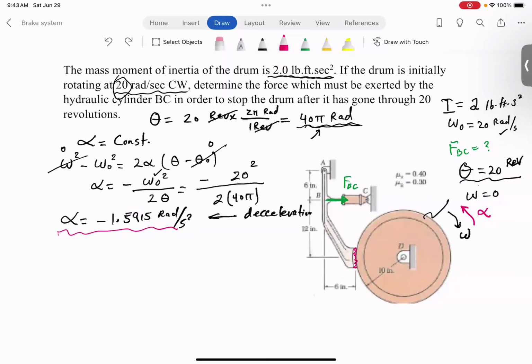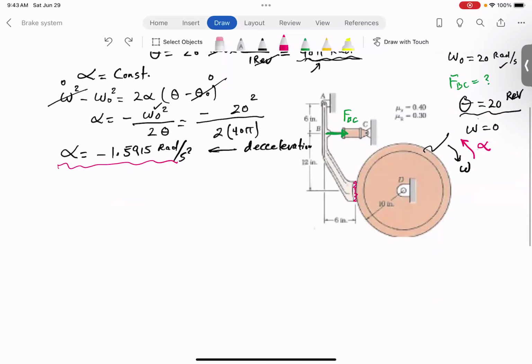So let's get rid of that. All right, so let's draw a free body diagram as you do in problems with kinetics. So let's say this is the free body diagram of the drum. Notice that nothing is mentioned about the mass of the drum, right?